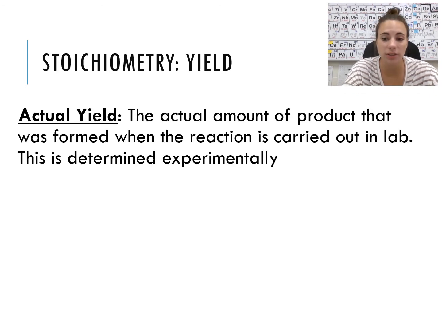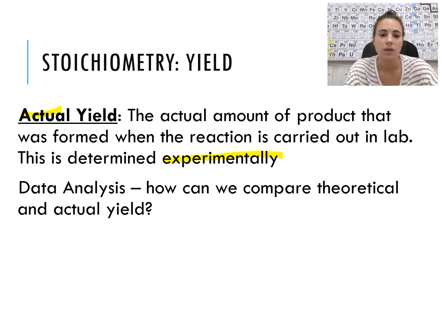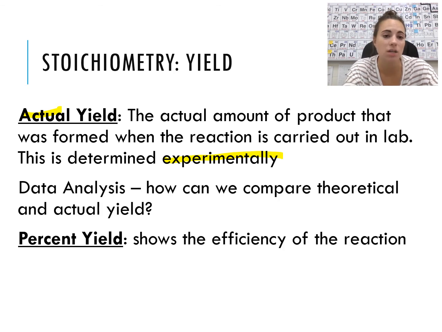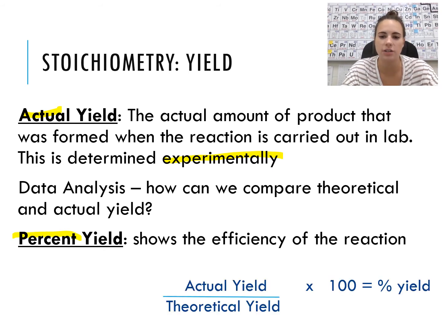The actual yield is what it sounds like. It is how much is made when the experiment is actually conducted. So this has to be determined experimentally. So theoretical yield is determined through stoichiometry. Actual yield is determined through experiment. Then we can take these two numbers and calculate a percent yield, which shows the efficiency of the reaction. We can take the actual yield, so what we really made in lab, divide it by the theoretical yield, what could have been made, and that will allow us to calculate the percent yield.